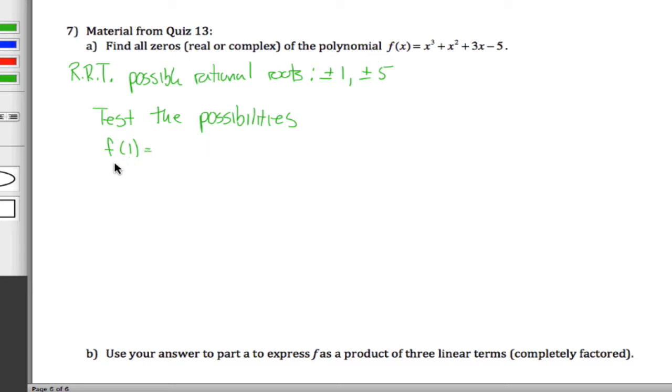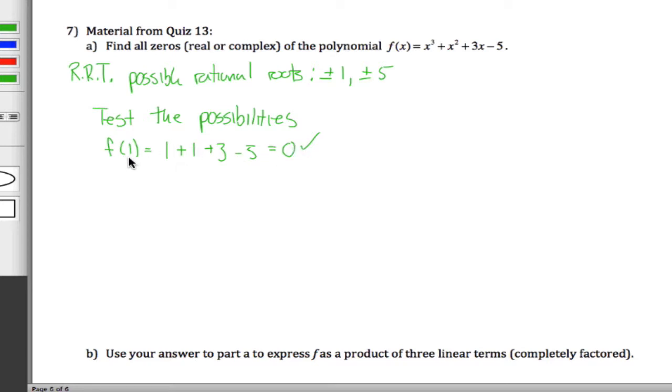So let's try it. If we change all the x's into 1, we get 1 plus 1 plus 3 minus 5, which is 0. Got kind of lucky there. 1 worked. If it hadn't worked, I'd go on and say f of negative 1, f of 5, f of negative 5. But 1 worked. Expect on the final either 1 or negative 1 will work. I won't want you testing through a bunch of different roots. I'm going to make it work easily. Either 1 or negative 1.